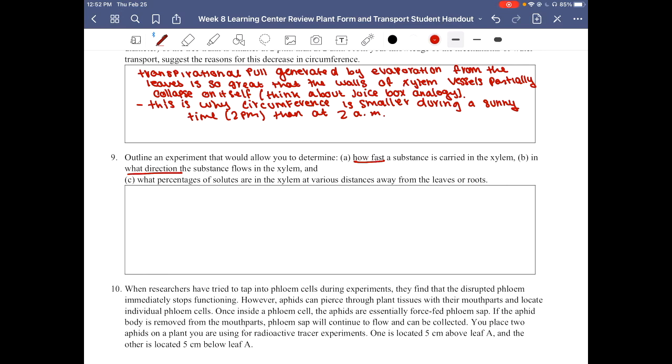Okay, so because it's an outlining an experiment question, there are multiple ways to design this. But I'll just propose one and we can follow through that. So we know the xylem is dead when it's functional, unlike the phloem. So what we can do is insert measuring devices into it, and that's not going to destroy the xylem's functionality. So we can place these measuring devices at 10 centimeter intervals, straight from the leaves to the other end of the branch.